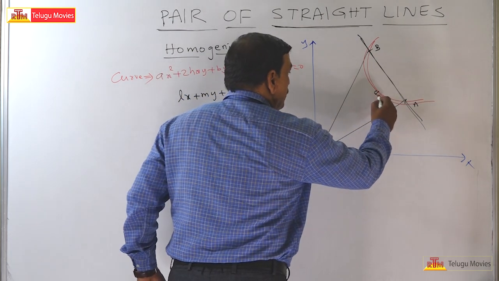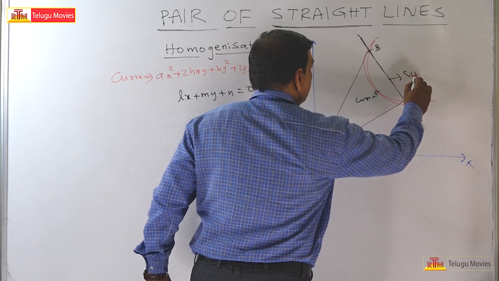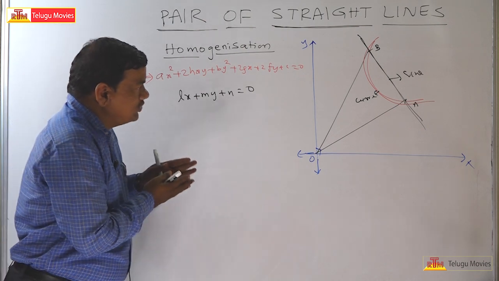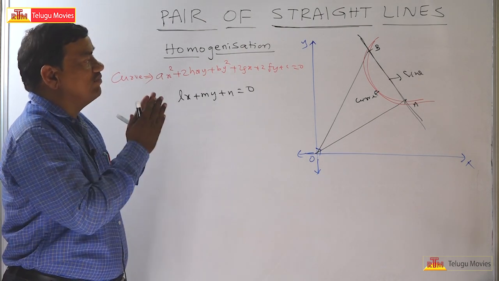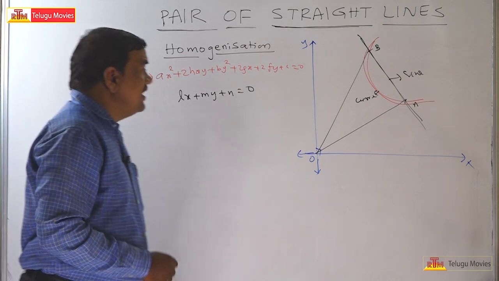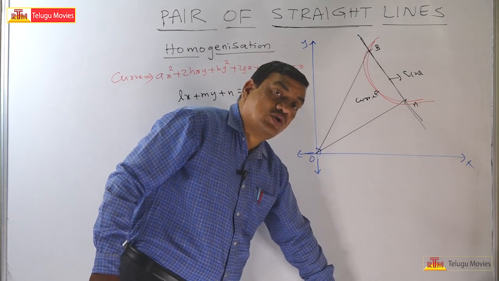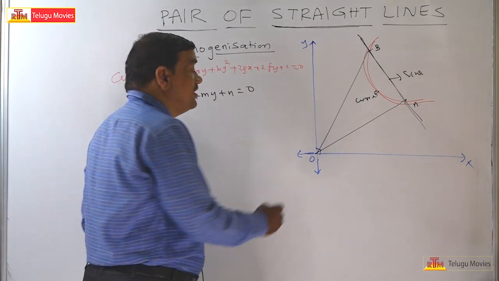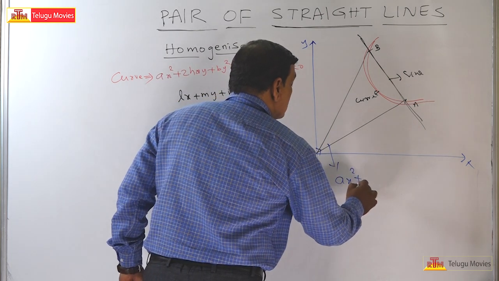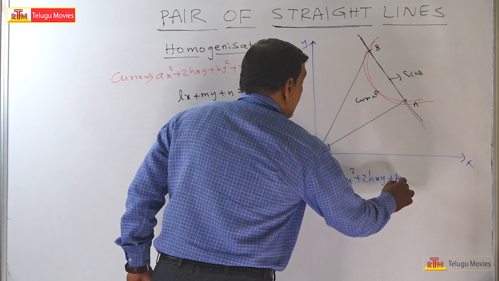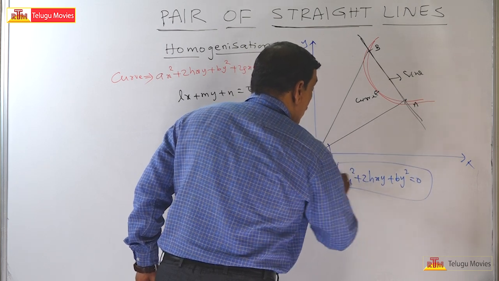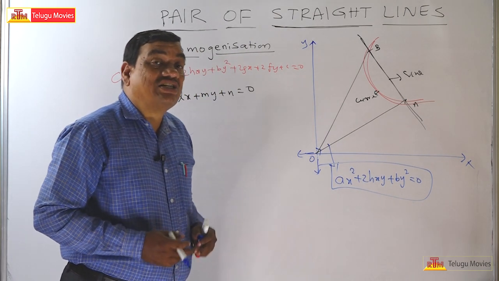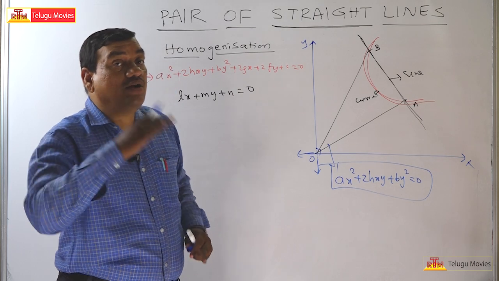So this is the curve and it is the line, straight line. That means that we want to find out the equation of the pair of lines passing through the origin and the point of intersection of the curve and the line. As already in the previous classes, we know that the equation of the pair of lines passing through origin is of the form ax square plus 2hxy plus by square is equal to 0. It is a homogeneous second degree equation in the variables x and y.